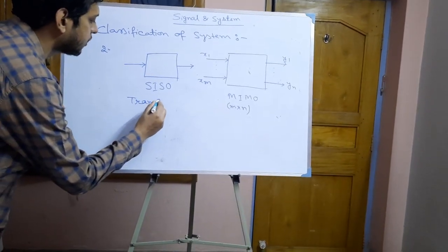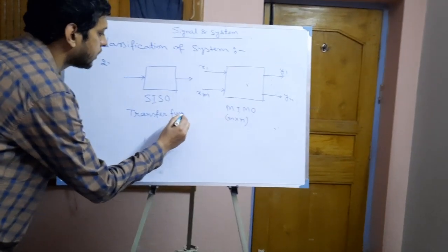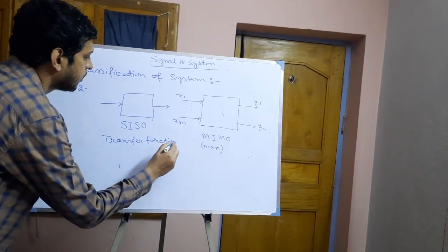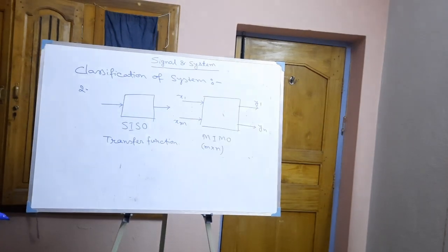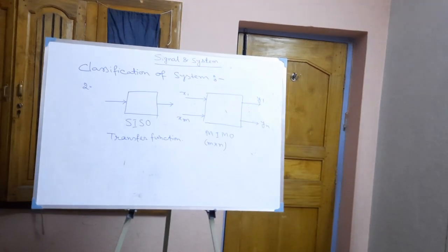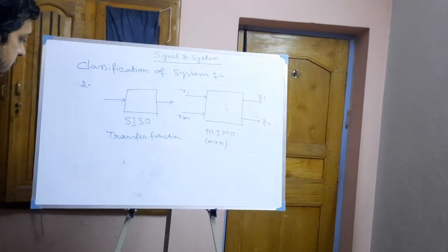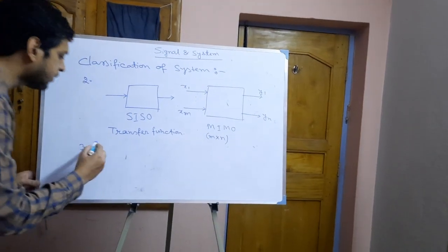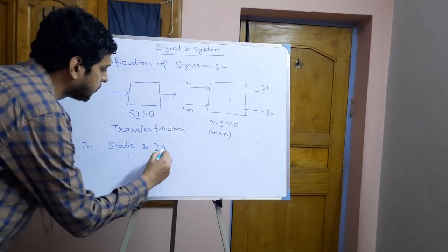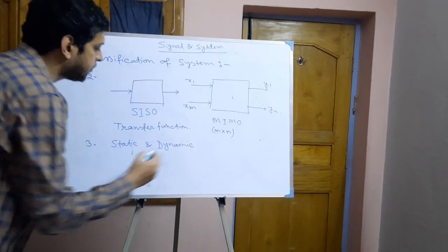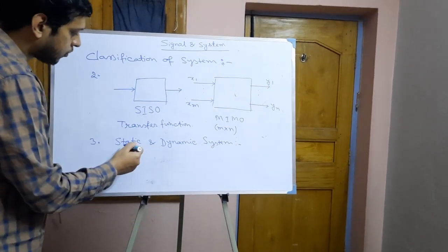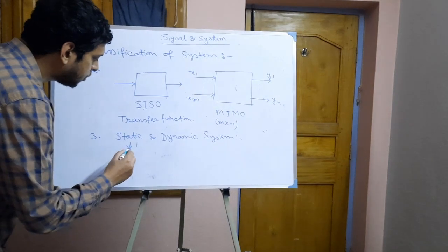The characteristic of this system can be represented by a transfer function, whereas the transfer function approach is not applicable to a MIMO system. Now, the next classification, we can classify the system as a static system and a dynamic system. We can often call a static system as a memoryless system.